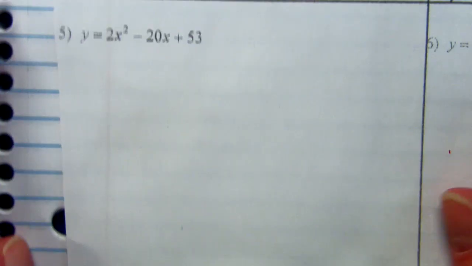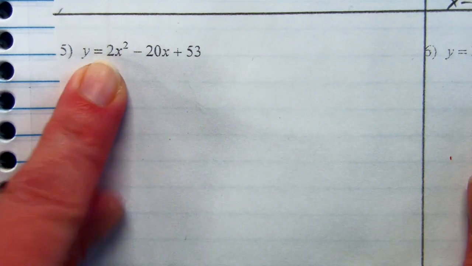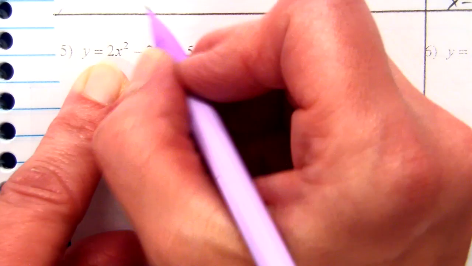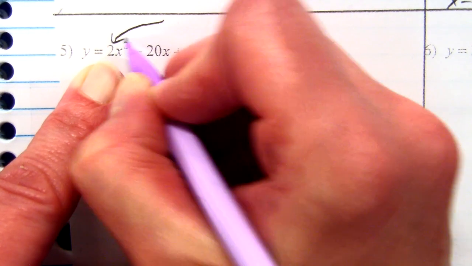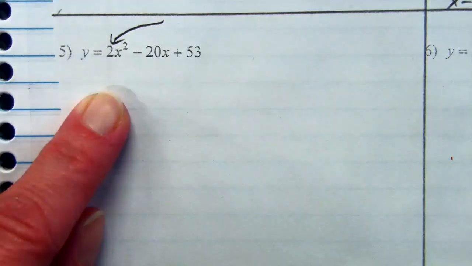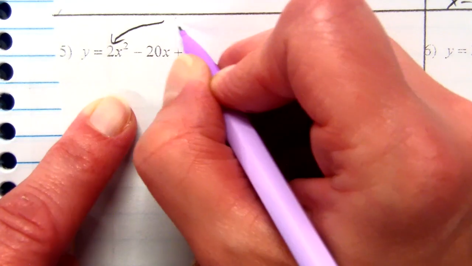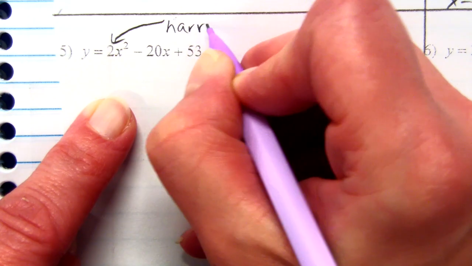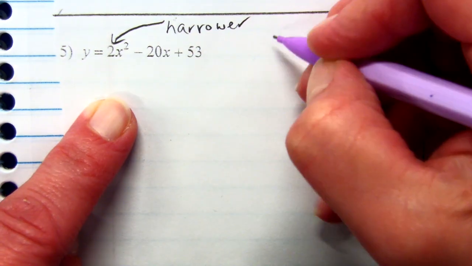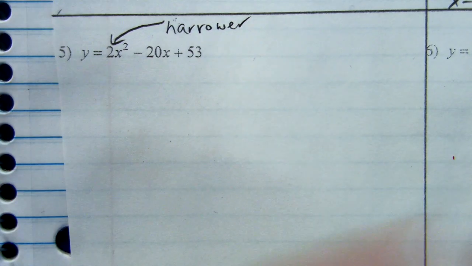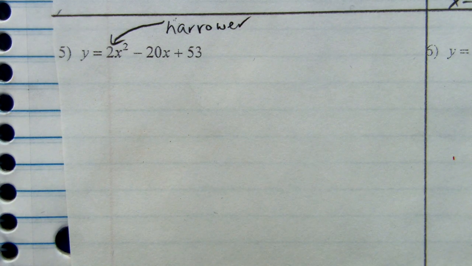Okay, so on this one, it opens up, but there's a 2 in front. Do you remember what that does to the parabola? Makes it narrower. Makes it kind of taller and narrower. Wait, it makes it taller? I thought they were in. So what it does is every y value will be twice as big. So it's infinite, but it's twice as big.